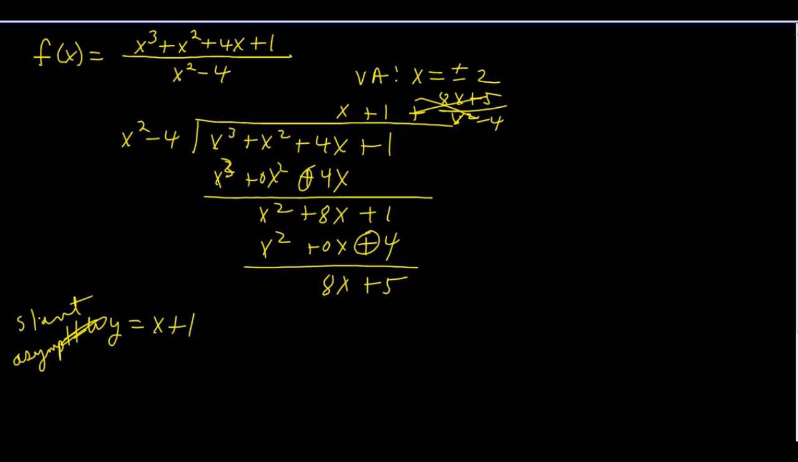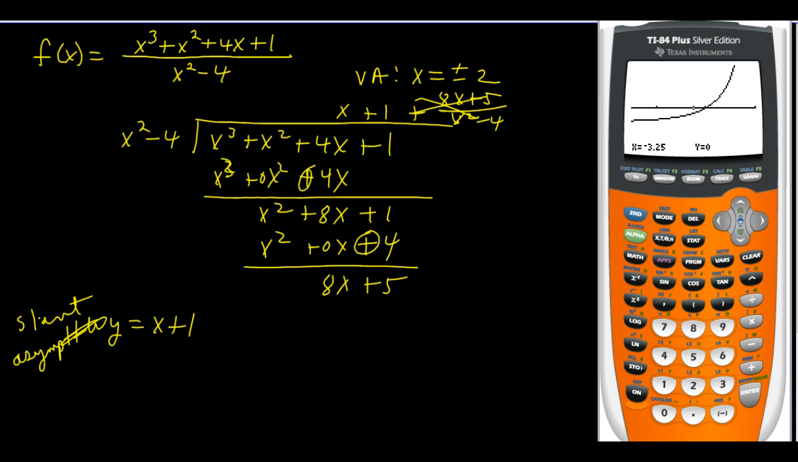So let's see what that would look like on the graph. I hope I have time to get this in there for you. We're going to have x cubed plus x squared plus 4x plus 1, close that, divided by x squared minus 4. And when I graph this, I'm going to do a zoom 6 back to my regular window. Notice this is what the graph looks like.